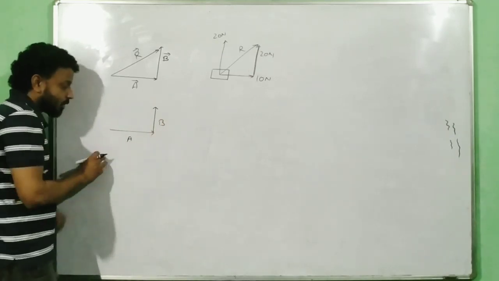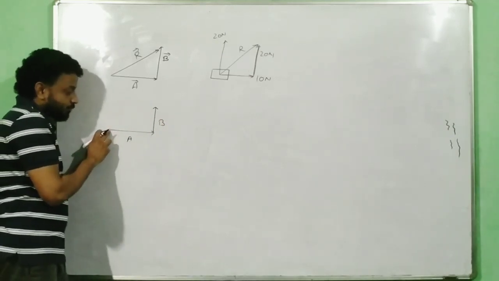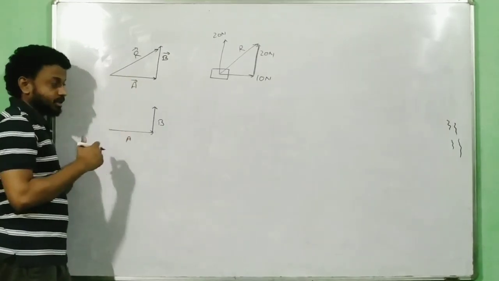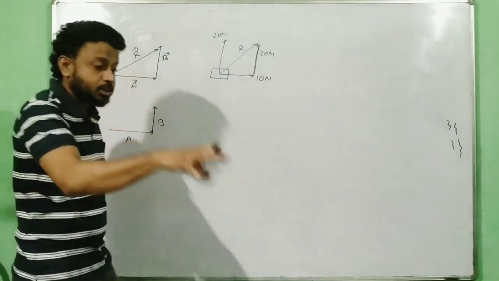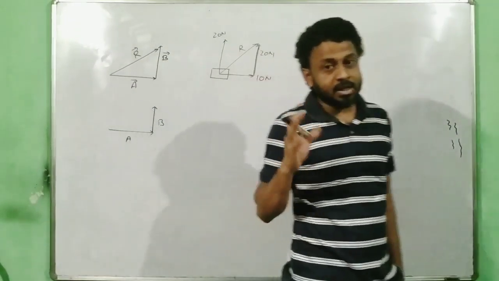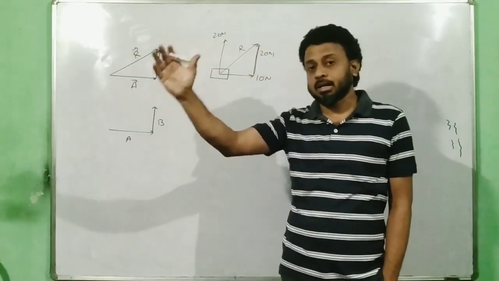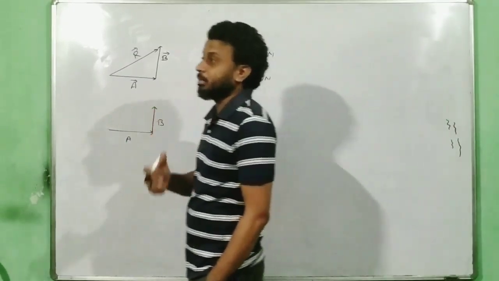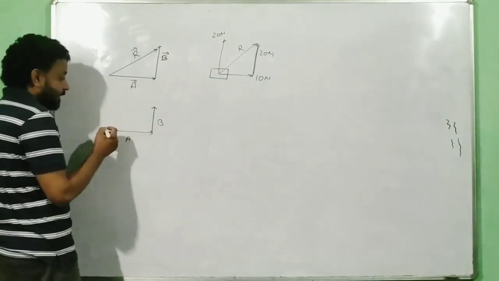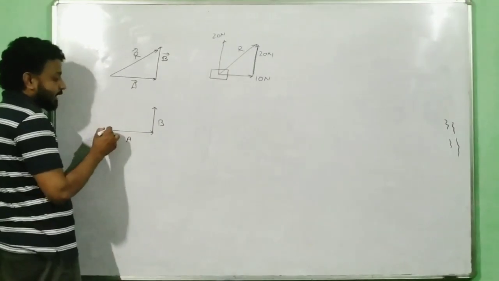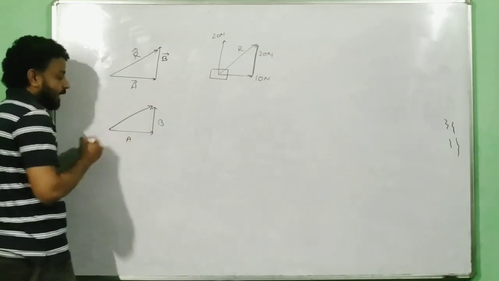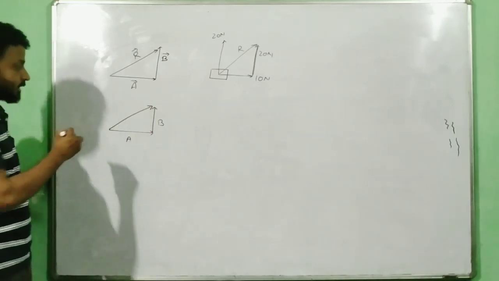So the vector addition law says that the vectors should be arranged in tail-head, tail-head combination. Those vectors which act on a body should be arranged in tail-head combination, and if they are arranged in that kind of combination, then the resultant can be drawn from the initial tail to the final head. Initial tail to the final head. This becomes my resultant.